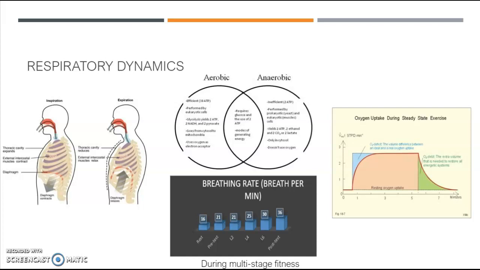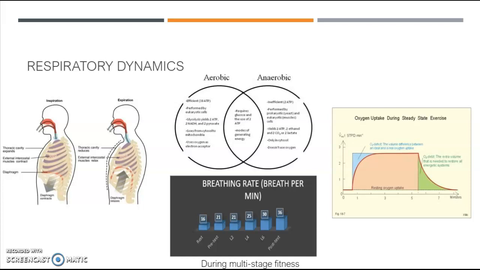However, in the middle of the test, the breathing rate was 24, which shows that the exercise does cause an increase in the demand of oxygen. Seen on the right of the screen, there is another graph which shows how at the beginning of the exercise there is a quick oxygen deficit. The volume increases, and then there is a plateau of the line where the oxygen intake is very high.